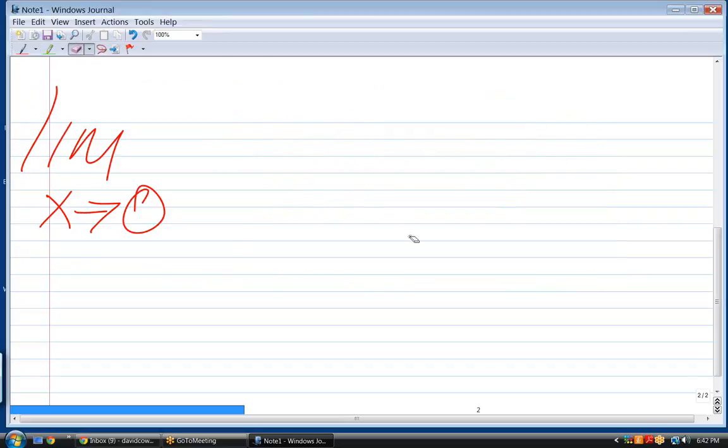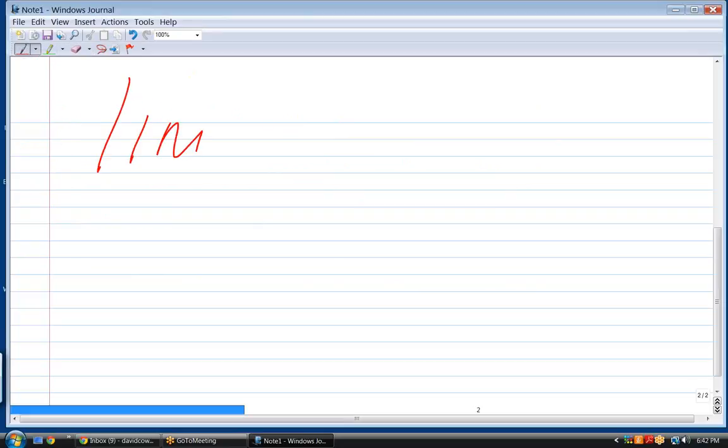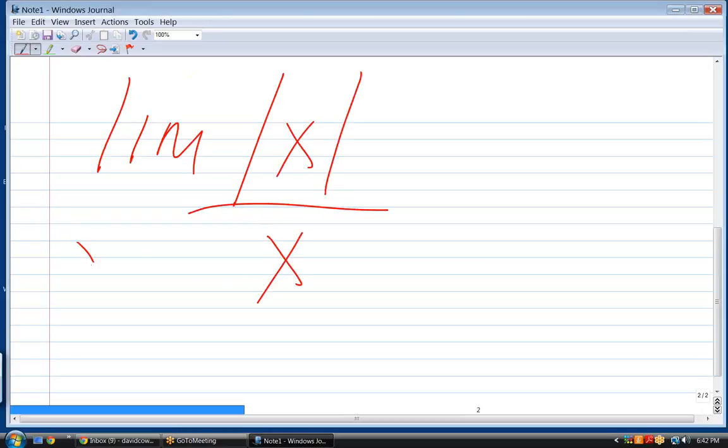So what is your next problem? Okay. So the limit of the absolute value of x over x as x approaches 0. Okay. What do you think it is? You need to analyze what happens when we approach from the right and what happens when we approach from the left. And are they different?